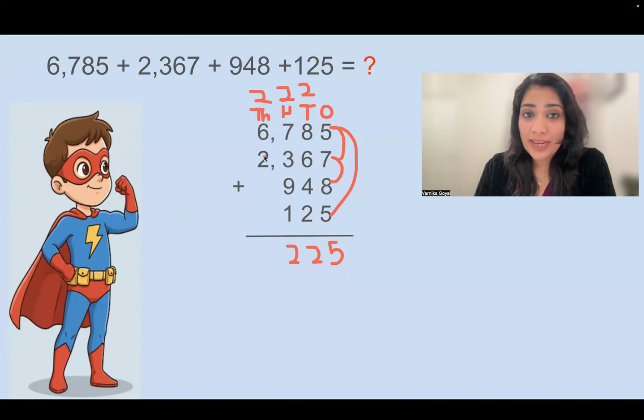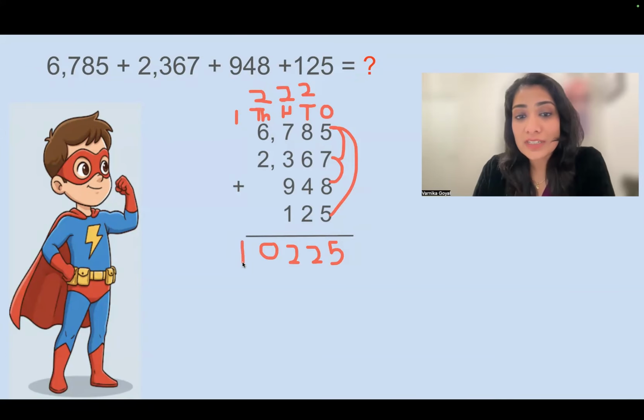6 plus 2, 8. 8 plus 2, 10. 0 goes here on thousand place and 1 goes on 10,000s. There's nothing on 10,000. So we bring it down and we get 10,225. You have the same superpower as our super math man.